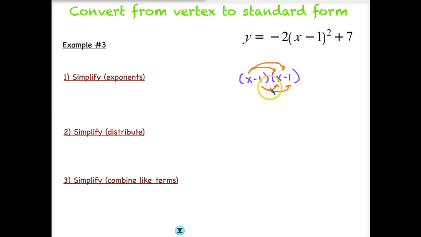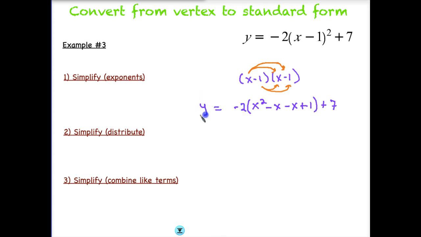So when I do that, x times x is x squared. X times negative 1 just gives me negative 1x, or negative x, it's the same thing. Moving on to the negative 1 times x gives me negative 1x, or negative x, it's the same. And negative 1 times a negative 1 is a positive 1. Okay, now I'm going to throw my parentheses back on here, and I'm going to put the 7 at the end, can't get rid of that, and the negative 2 in the beginning. That's still there as well.